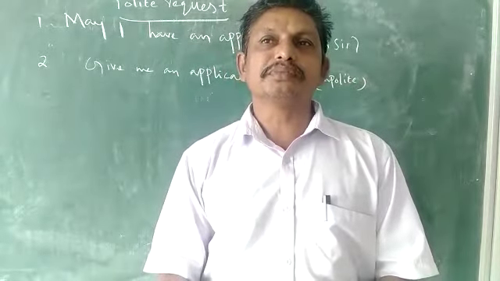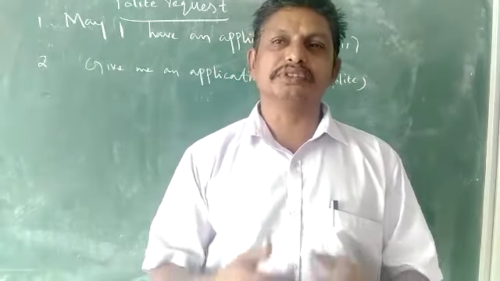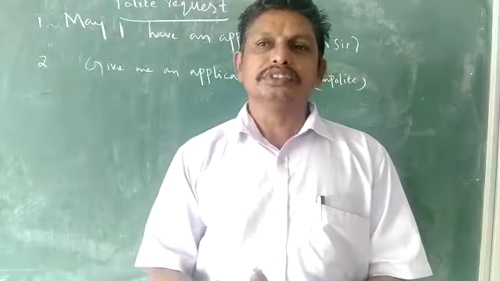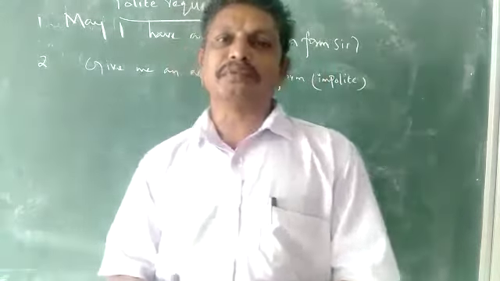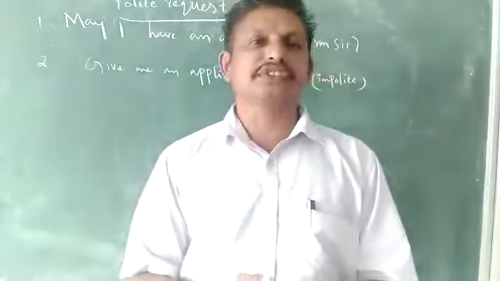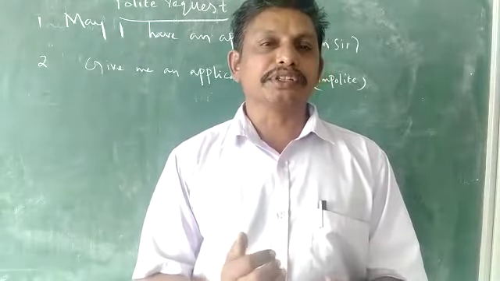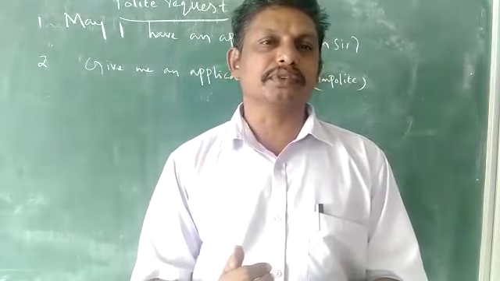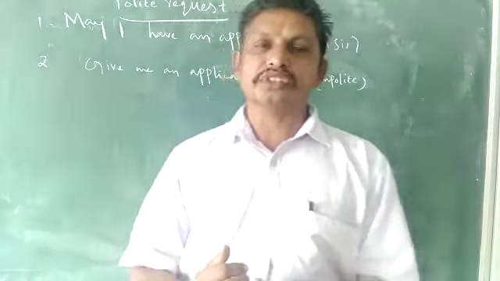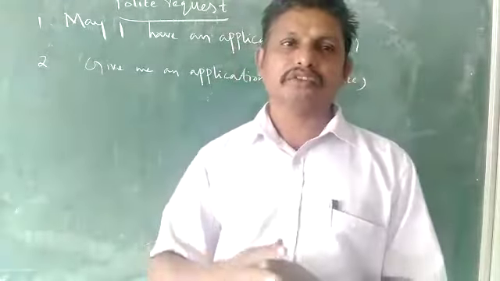This is the right way of saying. But some of us are simply saying, give me an application form. So you are instructing, that means you are asking him in an impolite or informal way. But we should always request them and say, could I have an application form, sir? May I have an application form, sir? This is the correct way of asking, but you should never say, give me an application form. Not only at the bank, wherever it is.